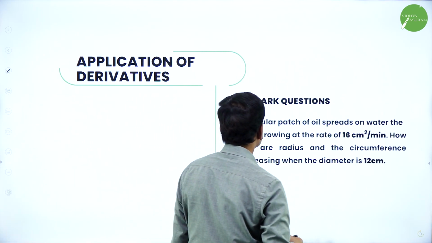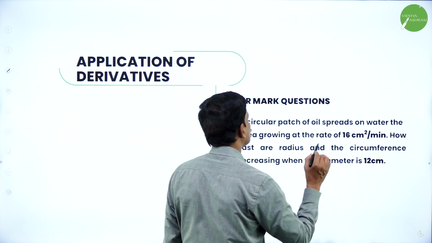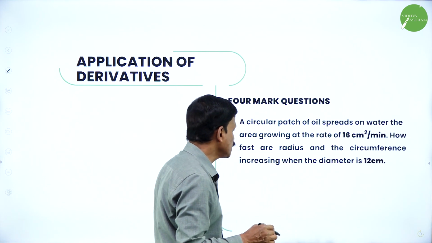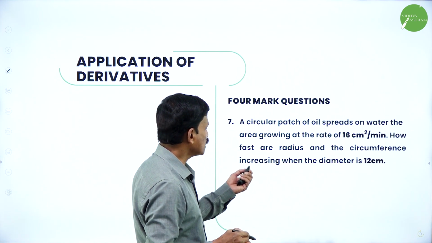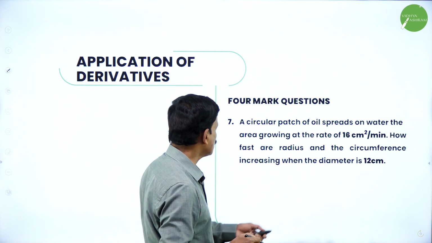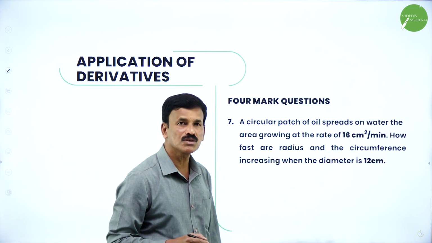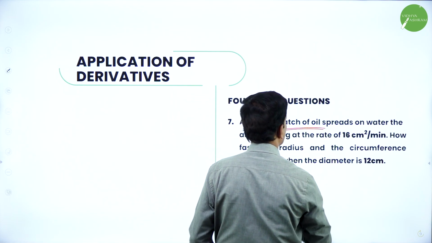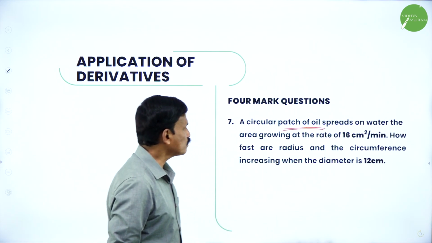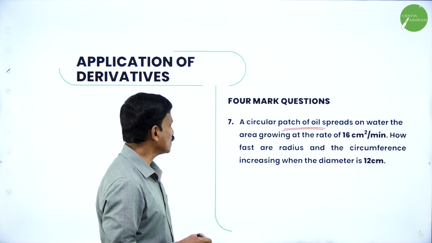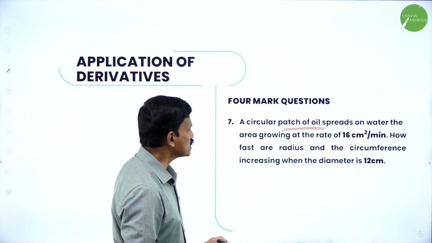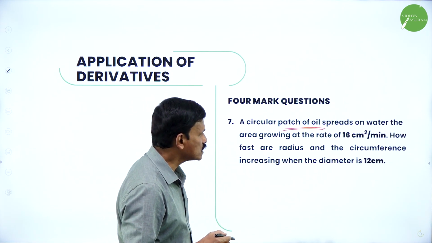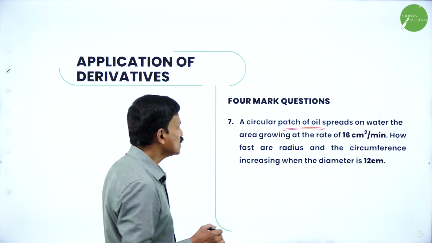A circular patch of oil spreads on the water. The area is growing at the rate of 16 centimeters square per minute. How fast do the radius and the circumference increase when the diameter is equal to 12 centimeters? So a circular patch of oil spreads on the water. The area is growing at the rate of 16 centimeters square per minute.